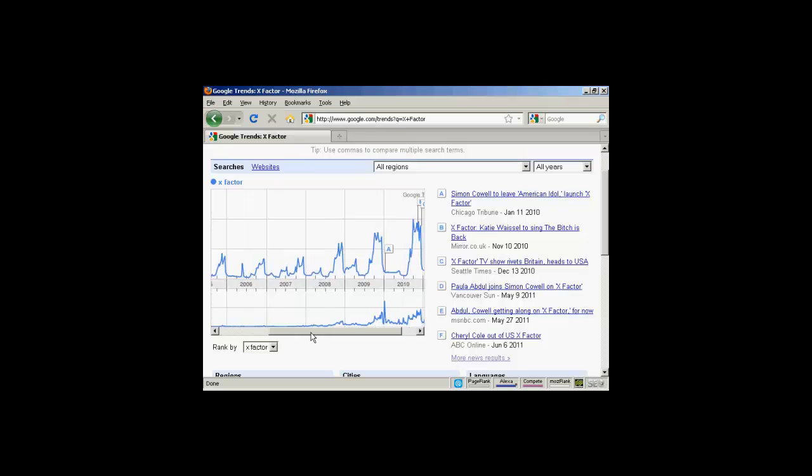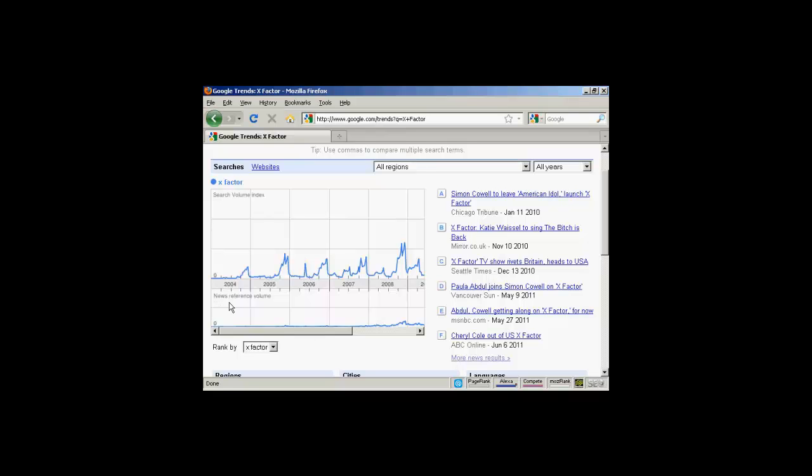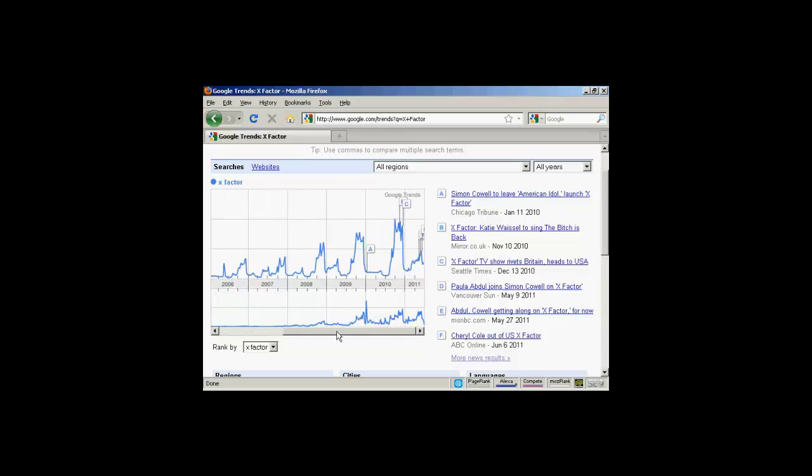And as I move along here you can see that the troughs and peaks get more pronounced, mainly because over the years more people start to get broadband internet access and internet enabled cell phones, which means that they can search more often. And you can also see at the bottom here there's a news reference volume. You can see what's being written about the X Factor all the way along.